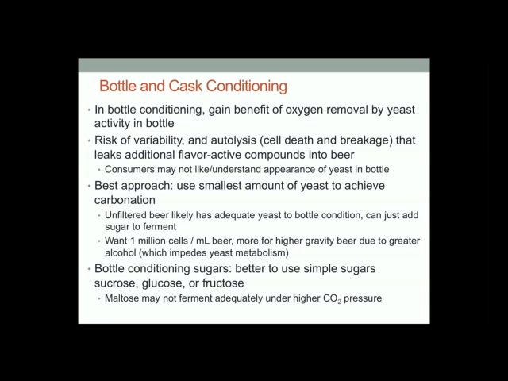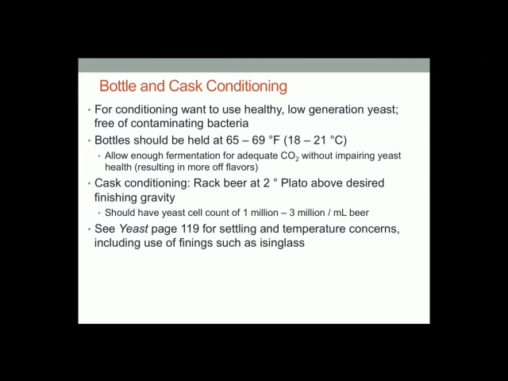And for that conditioning, it's better to use the simple sugars such as sucrose or glucose or maybe fructose, because the maltose, if it's added, may not ferment quickly enough or adequately enough under that high pressure, because of course you're capping it at that point, so the CO2 pressure is going to be higher. Maltose may not ferment as readily. You also want to use healthy yeast, and it should be from a low generation, not having been reused or repitched many times, and ensure that it's free of contaminating bacteria, because of course at that point you can't do anything about it once it's in the bottle and sealed.